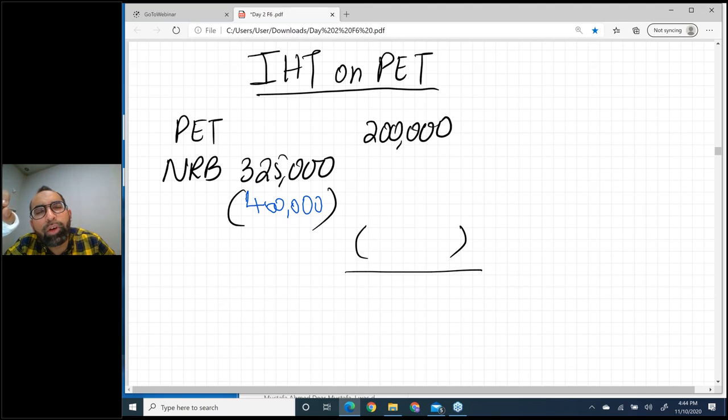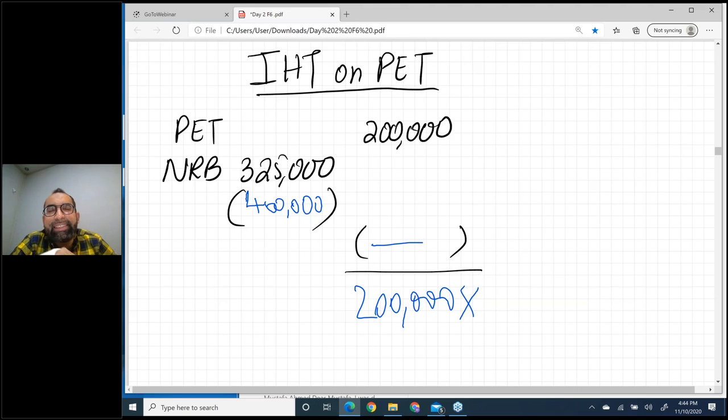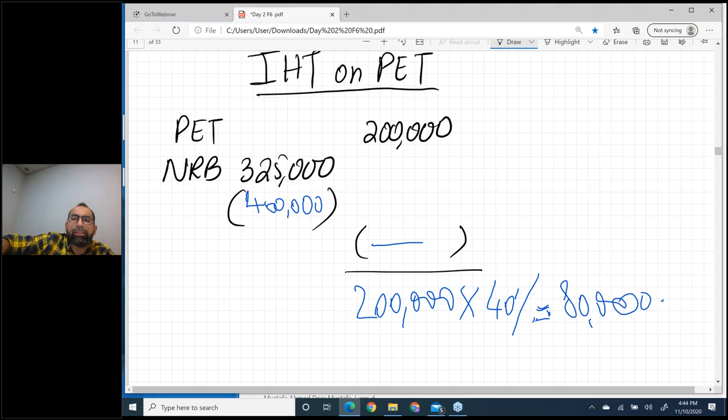It was 4 lakh. So obviously, if you deduct 4 lakh from 325,000, nothing will be left. So it's zero. So the complete 200,000 is your chargeable amount. Okay. And my dear students, what's the rate of death tax? It's simply 40%. So 200,000 times 40% gives you 80,000.